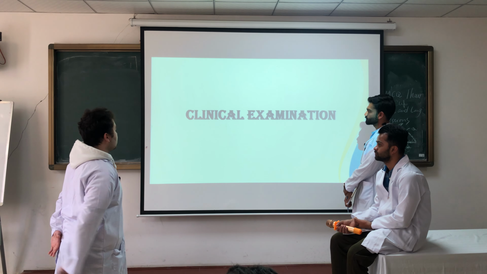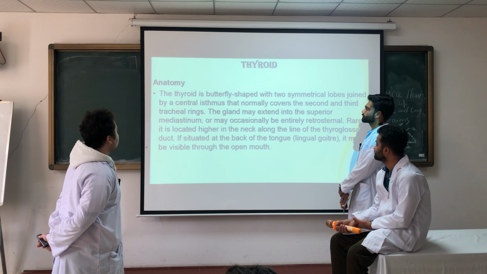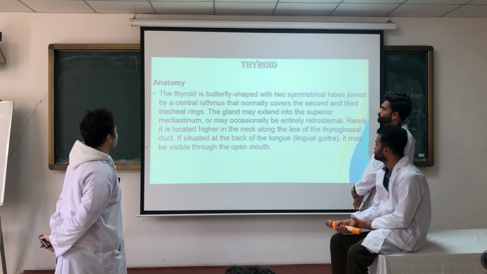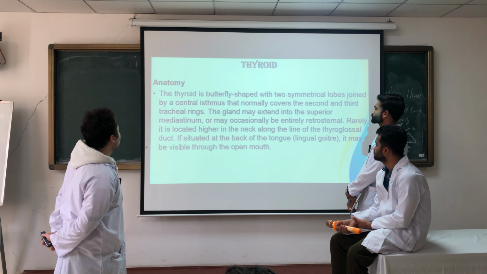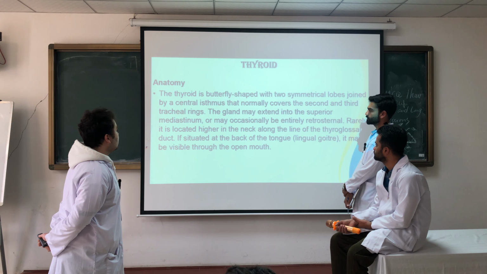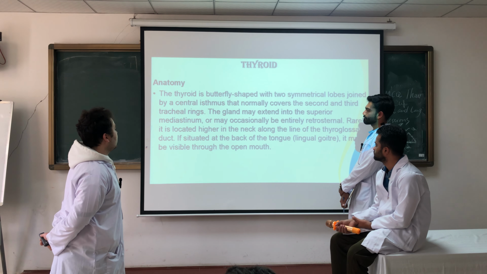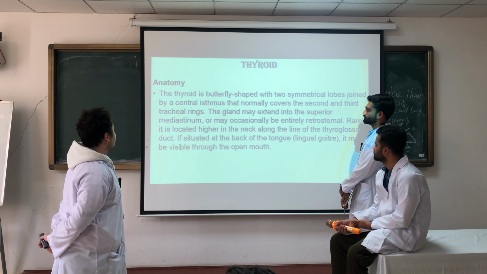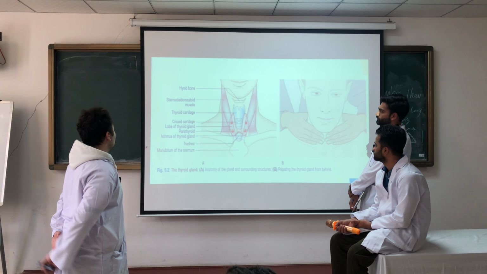So here is the clinical examination. Thyroid gland. The thyroid gland is butterfly-shaped with two symmetrical lobes joined by the central isthmus that normally covers the second and third tracheal rings. The gland may extend into the superior mediastinum or may occasionally be entirely retrosternal. Rarely it is located higher in the neck along the line of the thyroglossal duct, if situated at the back of the tongue, it may be visible through the open mouth.